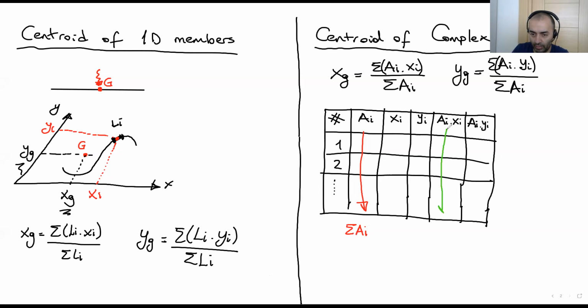Here we go. Total AI times XI. And then here we have total AI times YI. So if I get this table, I'm going to get these three numbers at the end. So I will put all these numbers in these equations.